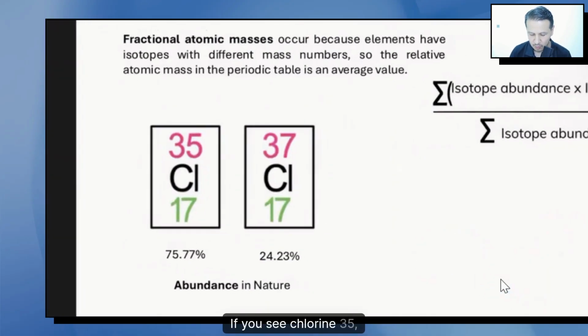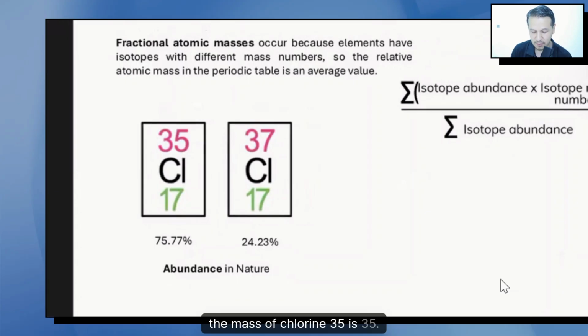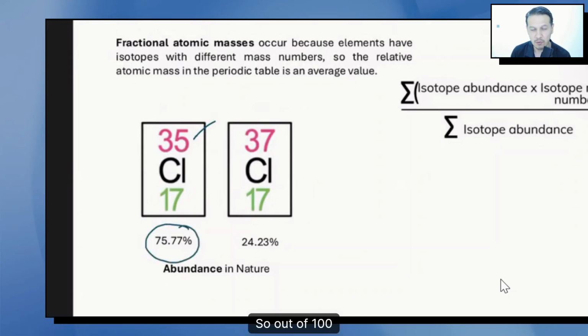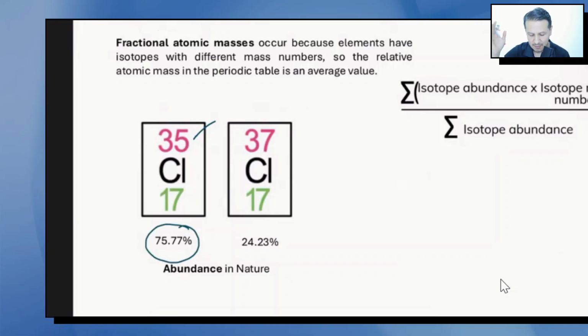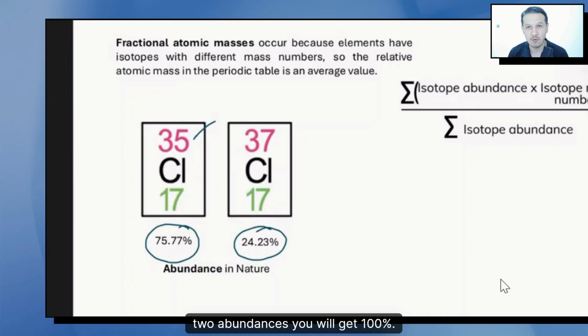If you see chlorine 35, the mass of chlorine 35 is 35. Here we have 75.77%. So out of 100 atoms of chlorine that we capture in nature, 75.77% will be chlorine 35. Whereas we have 24.23% of chlorine 37. This is the abundance, okay? If you add the two abundances, you will get 100%.